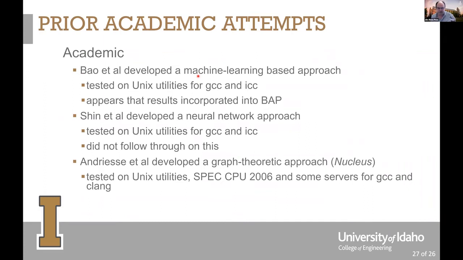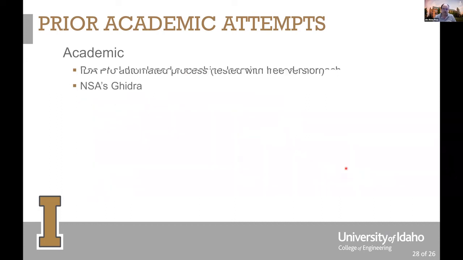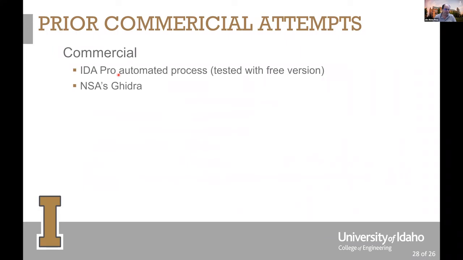Let's look at what other people did. Tiffany Bao et al. did a machine learning based approach. Shin et al. did a neural network approach. Andriesse et al. did a graph theoretic approach with a tool called Nucleus. We compared ours to Nucleus. IDA Pro is a well-known tool for doing this. The versions I'm showing today, we didn't test with the free version, we did the commercial version. NSA's Ghidra is a free tool that does a lot of things IDA Pro did. We tested with that. But what did we find?